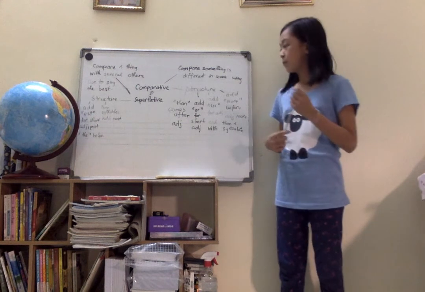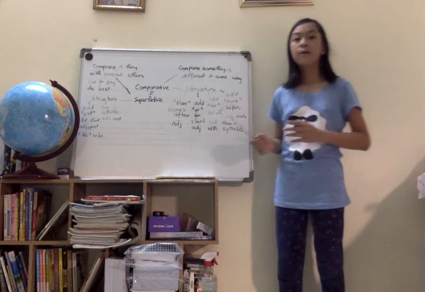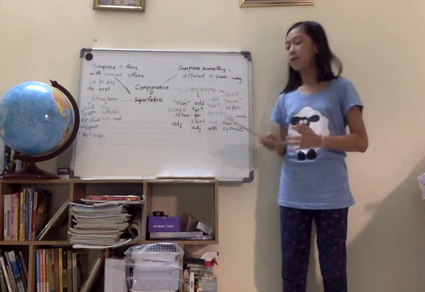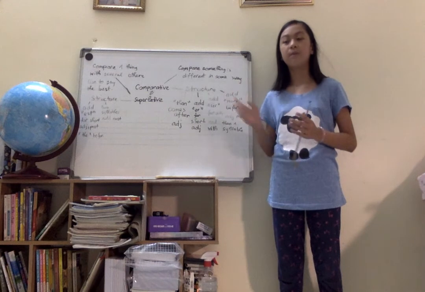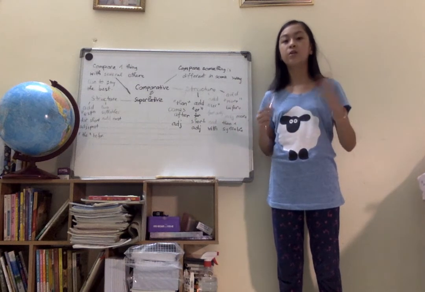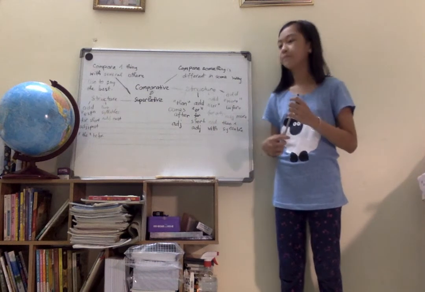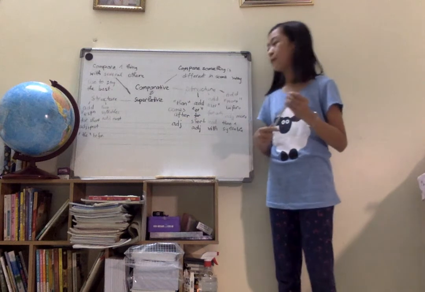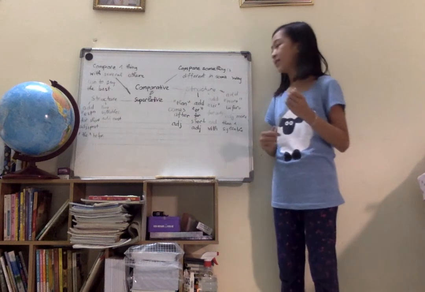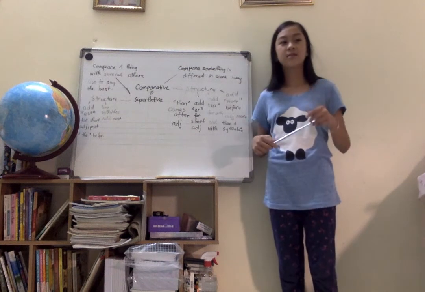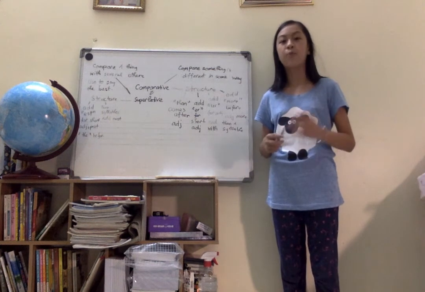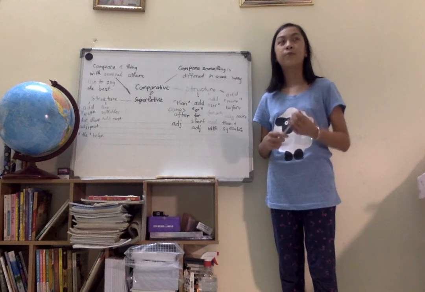And the second rule, you add -er. We read it "er", for short adjectives like big, small, short, and tall. You use bigger, shorter, and taller. It's really easy, but don't forget the "than". It's really important.